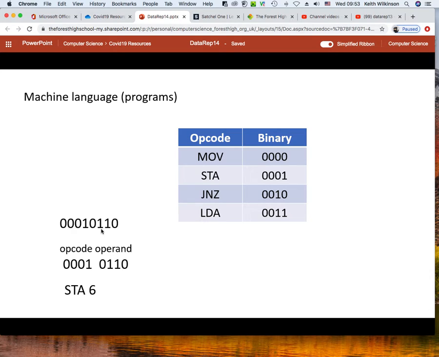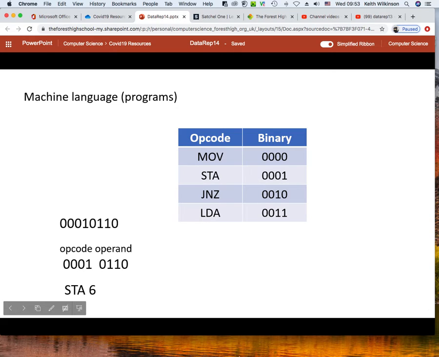In binary it just looks like this, full 8 bits. It's nice if we separate it out into 2 nibbles so that we can see the operand and the opcode clearly. But the opcode is really gotten from a table. So if I go over here, I've got move, store new accumulator, jump if not 0, and load the accumulator. It's got a binary representation for the program.